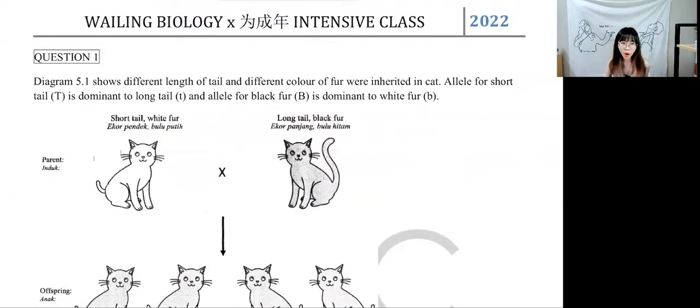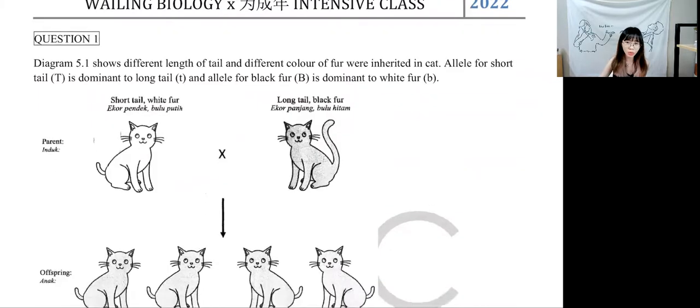So question 1 says 5.1 shows different lengths of tail and different colors of fur inherited in a cat. Allele for short tail, which is dominant, T, is dominant to long tail, and allele for black fur, big B, is dominant to white fur. So in this case, short tail is dominant, long tail is recessive, black is dominant, and white is recessive. The first one is short tail, and short tail is dominant.